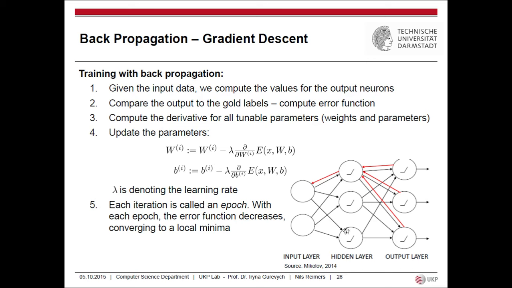Selecting the learning rate, the lambda, is up to you. Typically you start with a smaller lambda, for example 0.1, and then over time you decrease it to maybe 0.01. How big your batch size is also depends on you. It's a trade-off between performance and accuracy. You should play around with smaller batch sizes and bigger batch sizes.